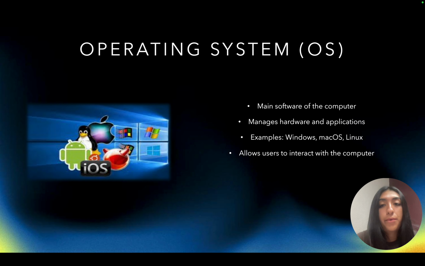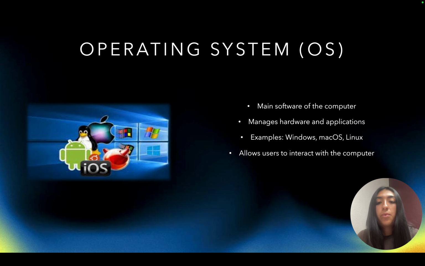Now onto the operating system, also known as OS. It is the main software that controls the computer. It allows users to interact with programs and hardware. Common operating systems include Windows and Mac OS. Without an operating system, the computer would not be able to function properly for everyday use.